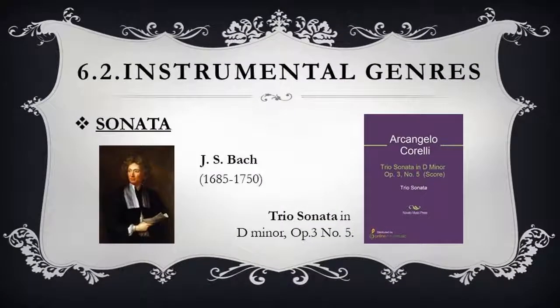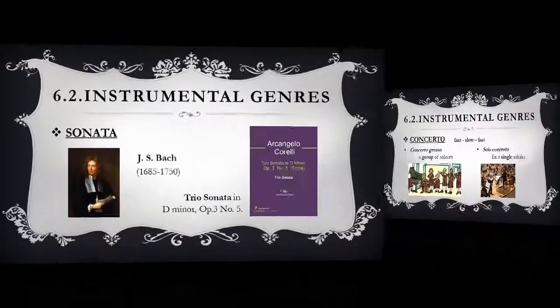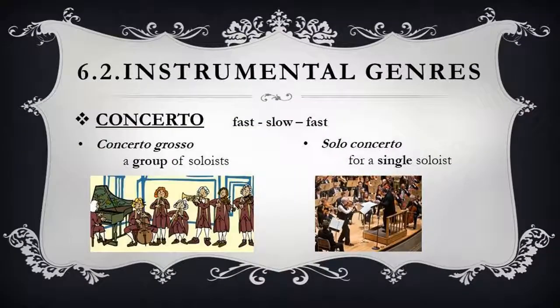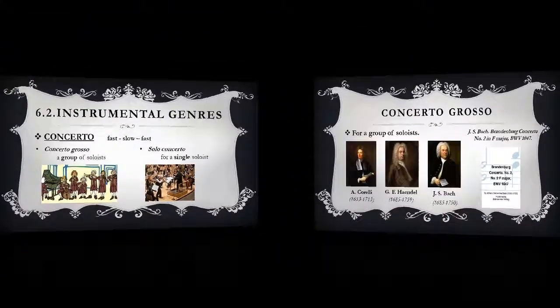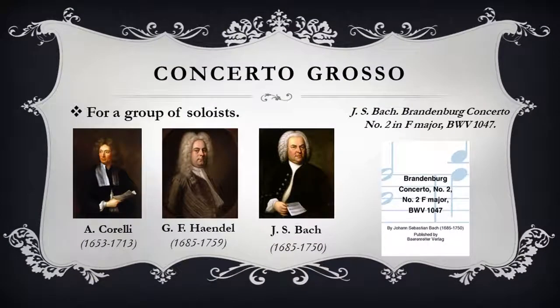Now, we're going to listen to a fragment from Trio Sonata in D minor, Opus 3 No. 5, by Arcangelo Corelli. Concerto. It's a compound form made up of a sequence of 3 contrasting movements: fast, slow, fast. Depending on how the instruments intervene, the concerto can be concerto grosso or solo concerto. Concerto grosso, for a group of soloists, concertino, and the rest of the orchestra, tutti.